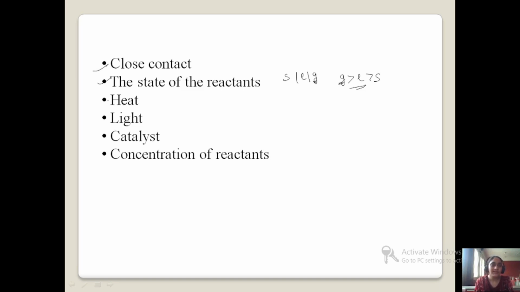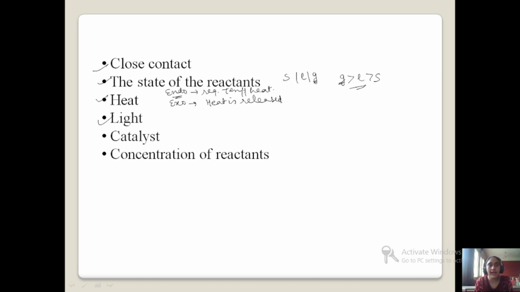Next is heat. There are some types of reaction which require heat. There are two types of reaction: endothermic and exothermic. The endothermic reaction requires heat, so we have to raise the temperature for that type of reaction so that the reactants will combine and form the products. For the exothermic reaction, heat is released. So here heat is released.